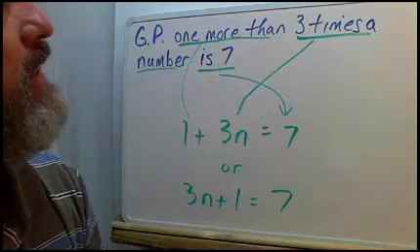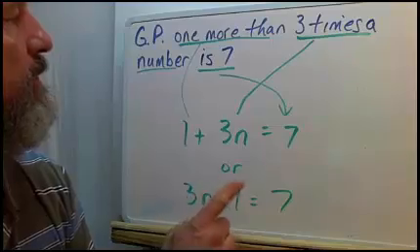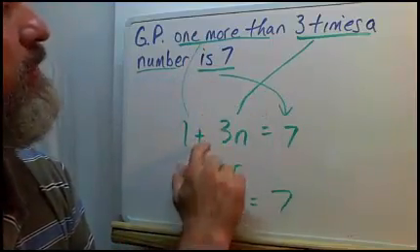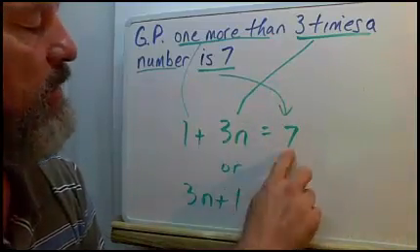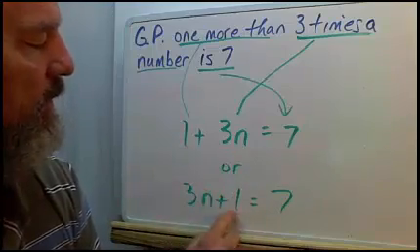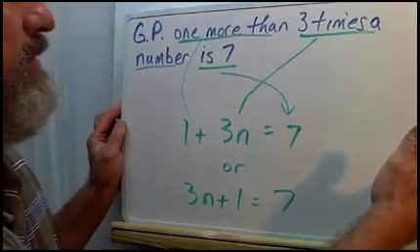1 more than 3 times a number is 7 is our first problem. So 1 more would be 1, and more would be addition. 3 times a number, 3n, and is 7 equals 7. Obviously you could write this either this way or this way. We can reverse the order in which we add them, unlike subtraction and division.